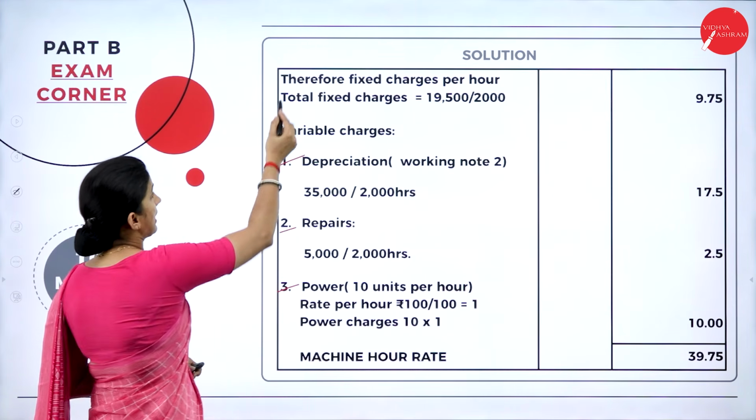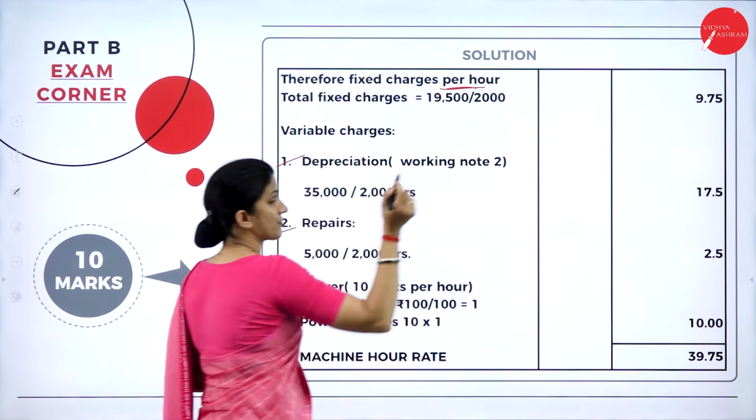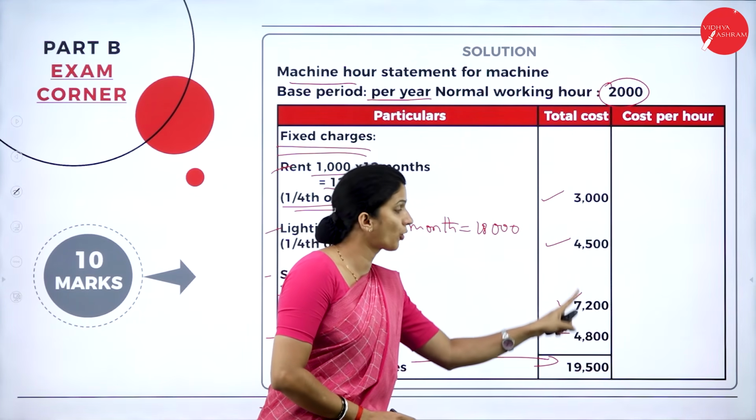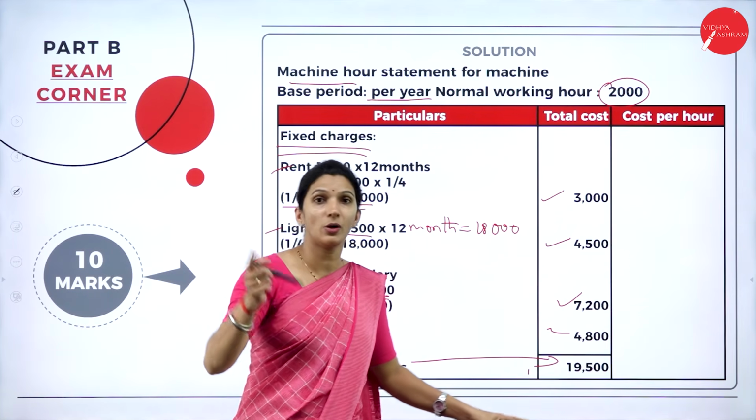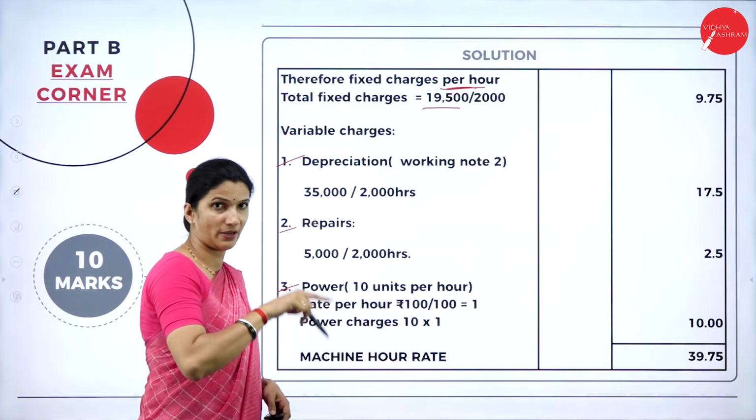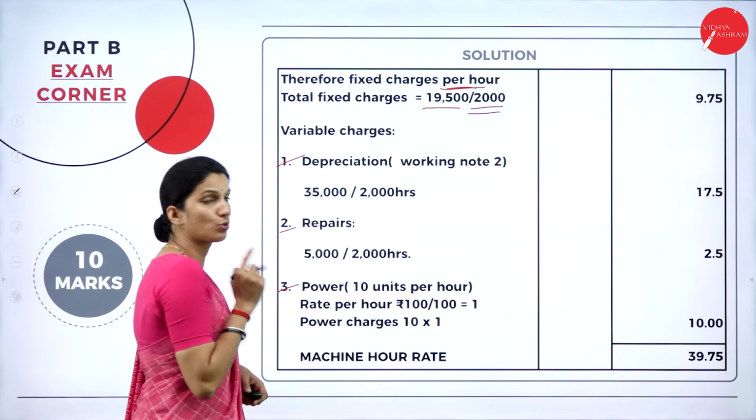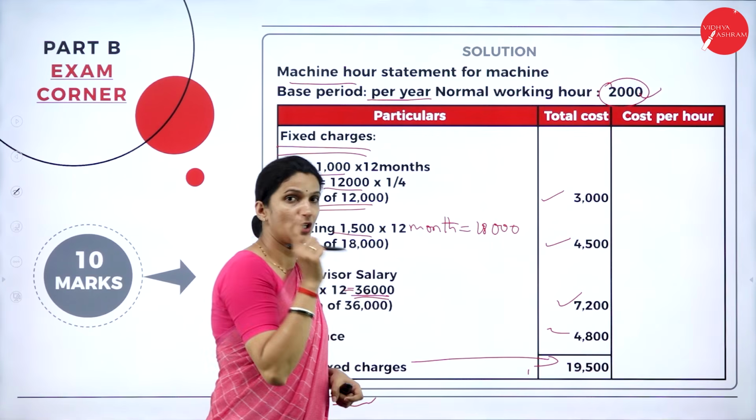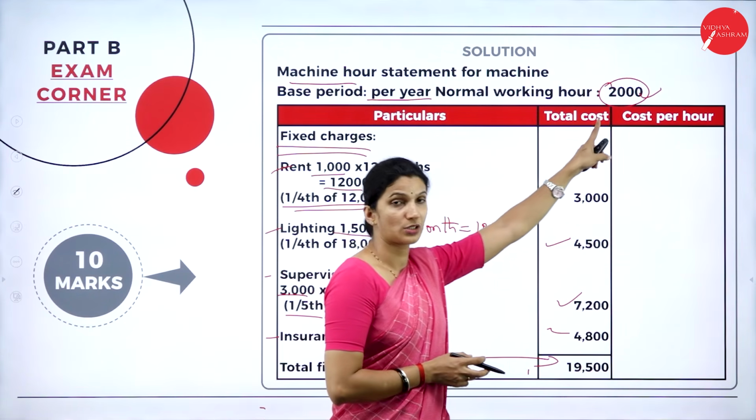Next, we'll convert the fixed charges per hour. What is the fixed charges for 1 hour? All these expenses we are going to write under the total cost column. Next, we need to convert this total cost for 1 hour. So total fixed charges 19,500 divided by number of working hours, that is 2,000. So here we have taken the number of working hours as 2,000. So 19,500 total fixed charges divided by 2,000 hours.